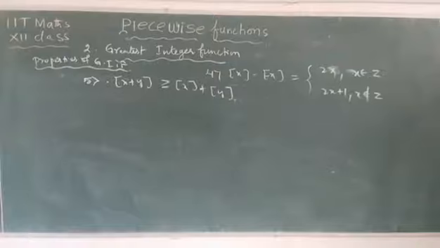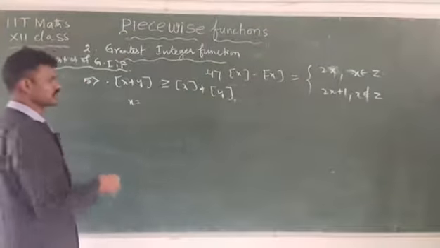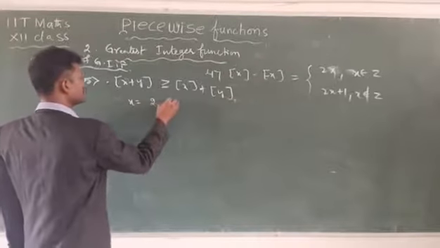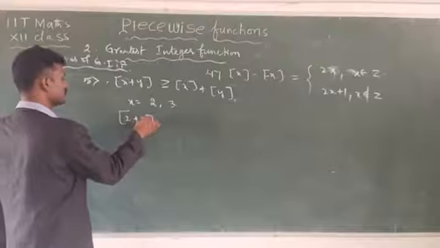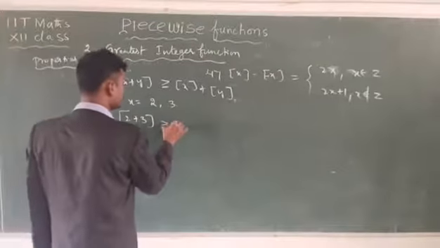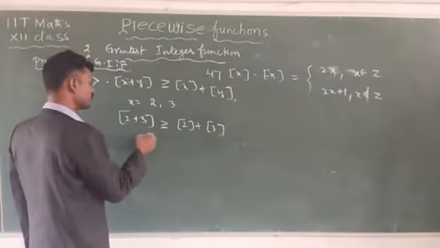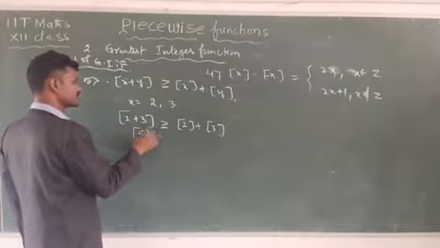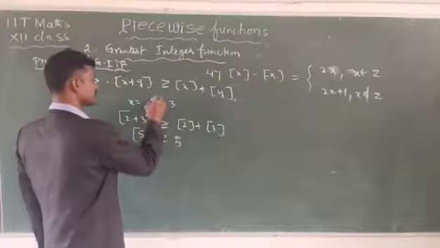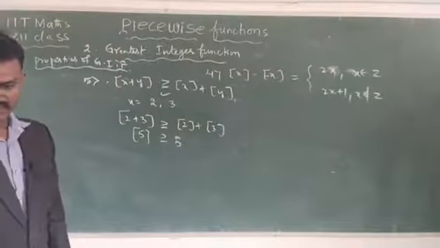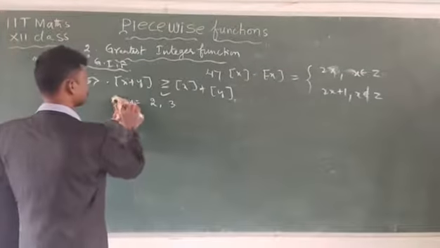How do we know that? Okay, first you take x and y as integers, here 2 and 3. Step of 2 plus 3, and here step of 2 plus step of 3. Both are equal, this is 5. Here greater than or equal to, this is 2 plus 3, 5. Okay, this condition is okay.